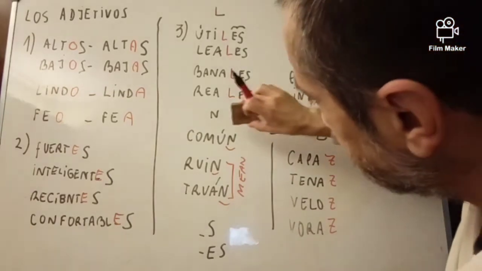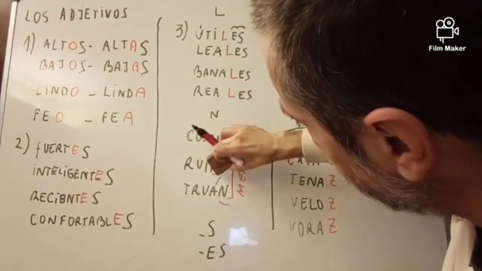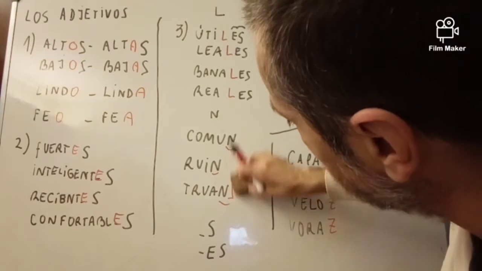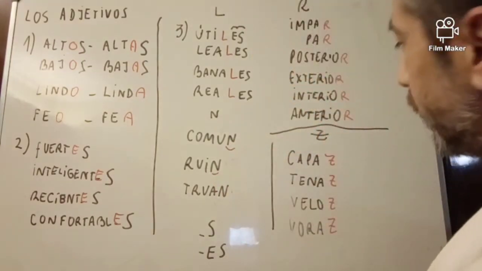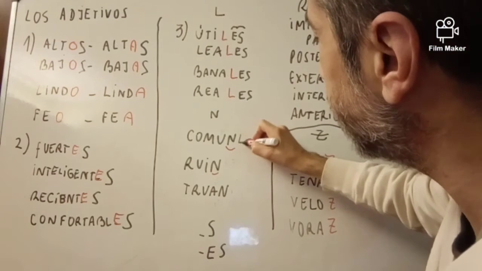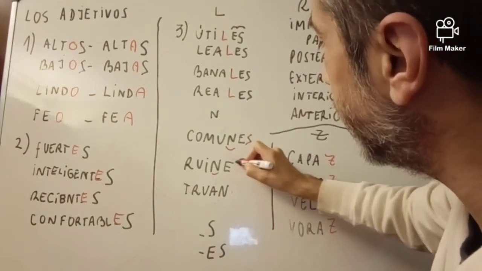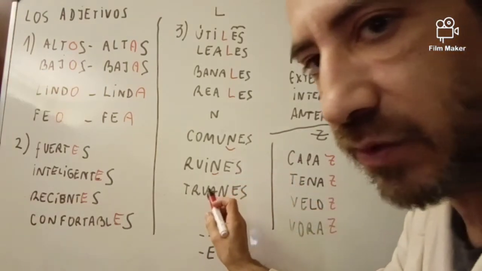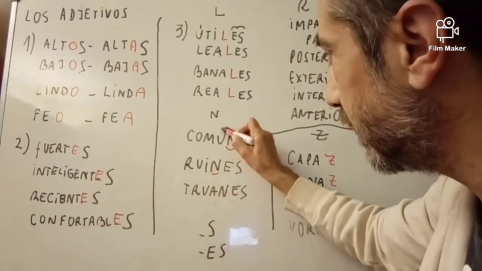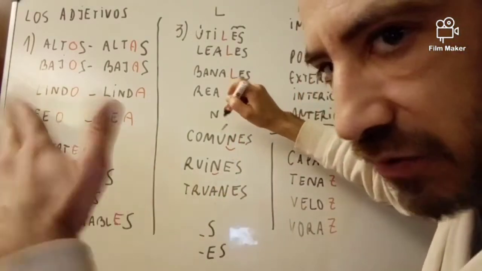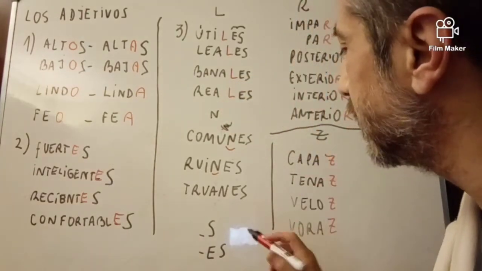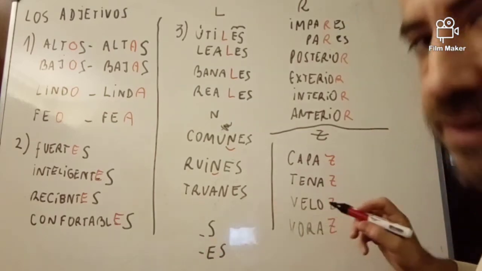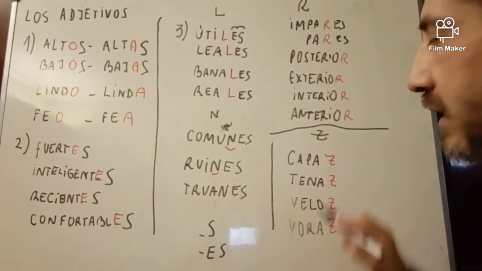The same here, but we drop this sign, as we'll see when we see the rules of accents. Comunes, ruines, truanes. Although the stress is in the same syllable as in the singular, that sign must be dropped. Impares, pares, posteriores, exteriores, interiores, anteriores.